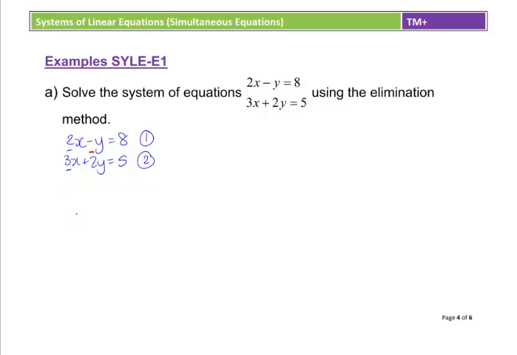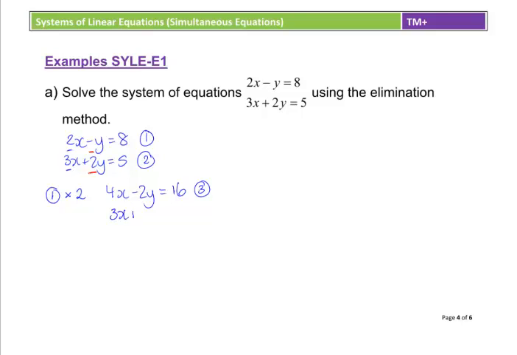Here I have negative 1 out the front, and here I have positive 2. So it's quite easy to make the coefficient of the y both 2, and I only need to change one equation to do it. So what I'm going to do is manipulate equation 1 by multiplying everything. Okay, if I multiply every term by the same thing, I'm actually not changing the equation. I'm not affecting the balance. So let's multiply equation 1 by 2. 2x times 2 is 4x. Negative y times 2 is negative 2y. And that's going to equal 8 times 2, which is 16. And that will become equation 3.